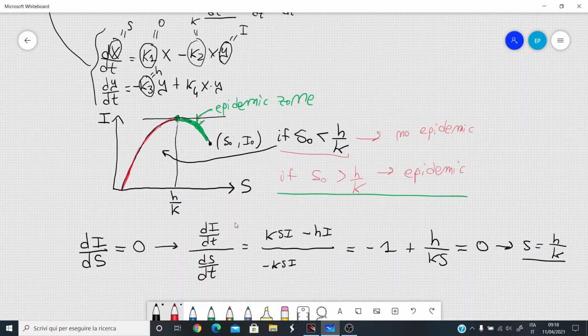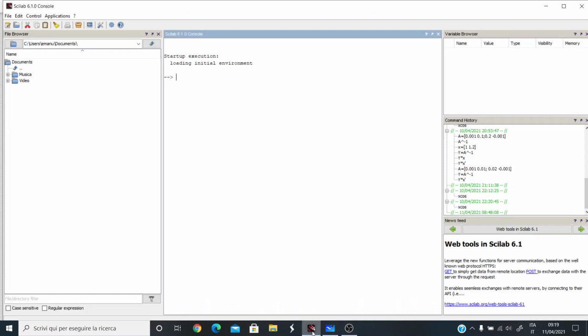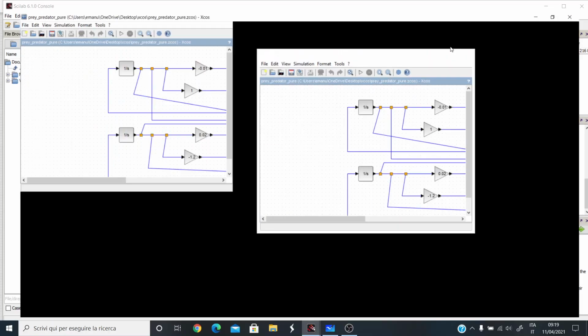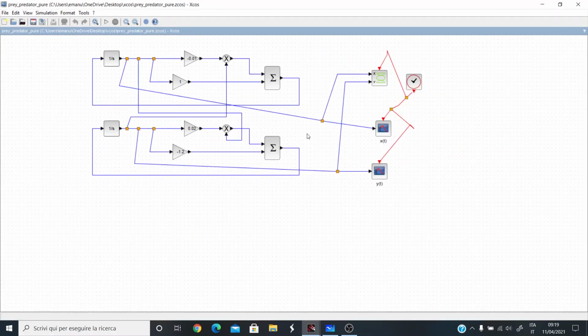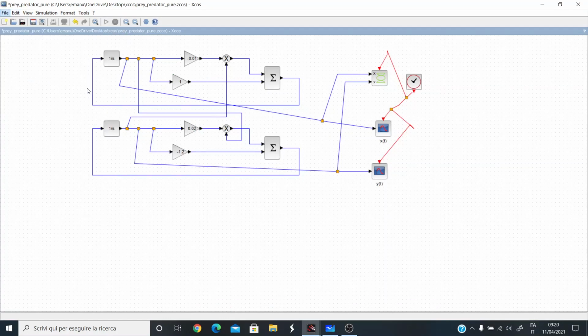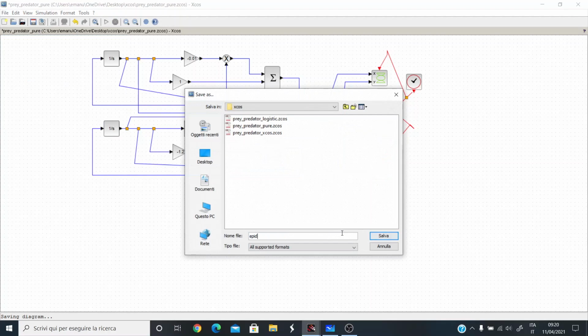Now let's try to find this using Scilab. So let me open Scilab here. I will type xcos, and I will open the prey-predator pure model here. This is the model that we built together. And what I have to do is I want to change some of these values because the model is already there. It's already prepared. So if you recall, in this loop here, there was the variable x, the number of prey. But in this case, the number of prey is the number of susceptible. So here I have the equation of susceptible subjects. First, let me save it as the epidemic model.